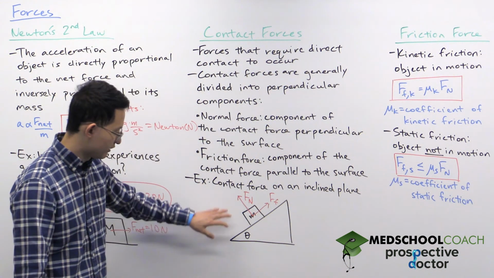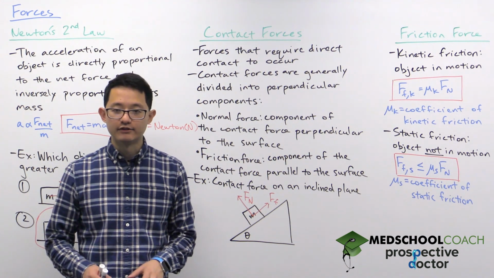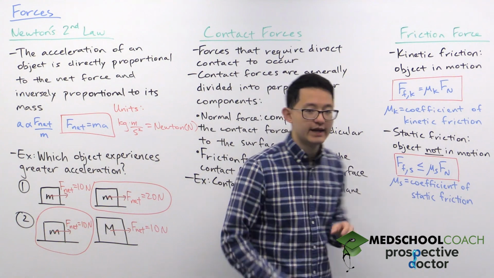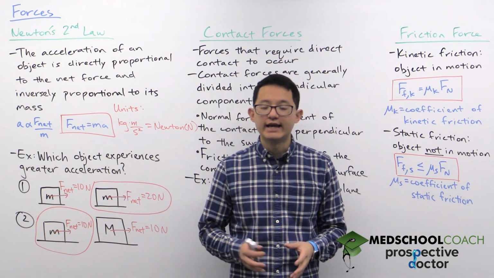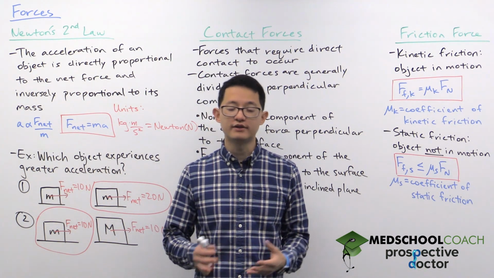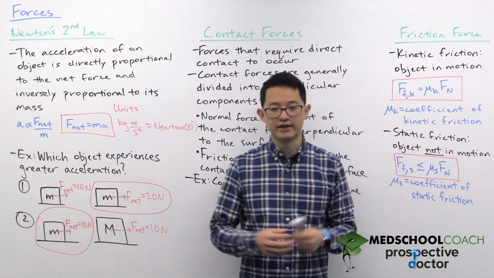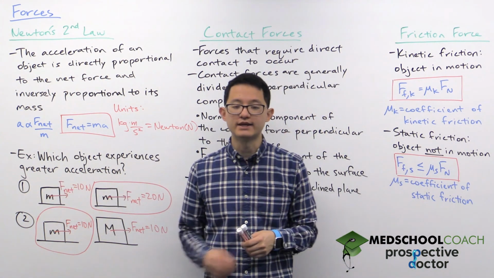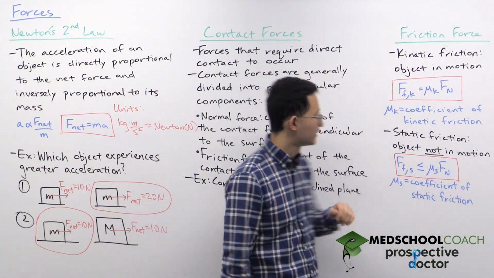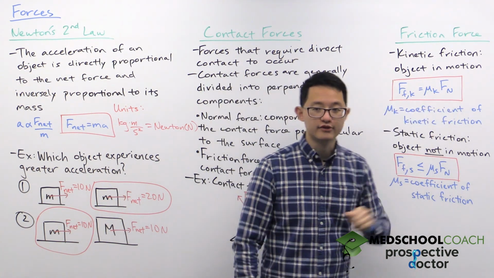All right. Now, while we're talking about the friction force, you do need to know more details about how friction works on MCAT. In general, there are two types of friction. There is kinetic friction and there is static friction. The difference between these two types of friction is just whether or not your object is in motion. So if your object is in motion, like a hockey puck sliding across ice, then you're looking at kinetic friction. And the equation for kinetic friction is equal to mu sub k times the normal force.